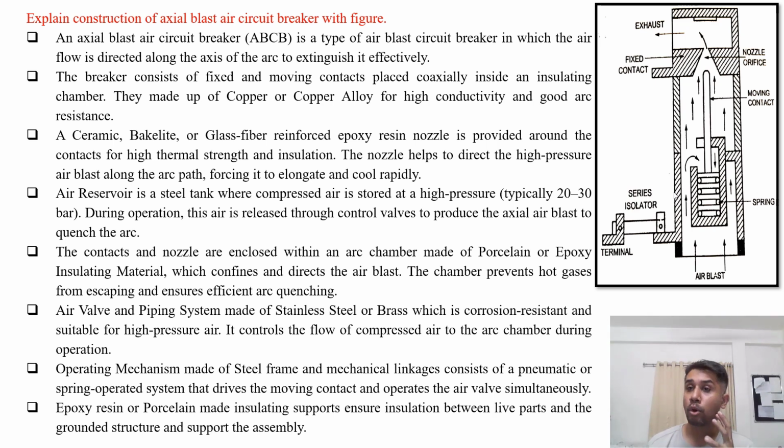Epoxy resin or porcelain insulating supports are provided, which ensure the insulation between the live parts and the grounded part of the structure, and they support the assembly. Here we can visualize this. The series isolator is also provided here for proper results. This explains the construction of the axial blast air circuit breaker.